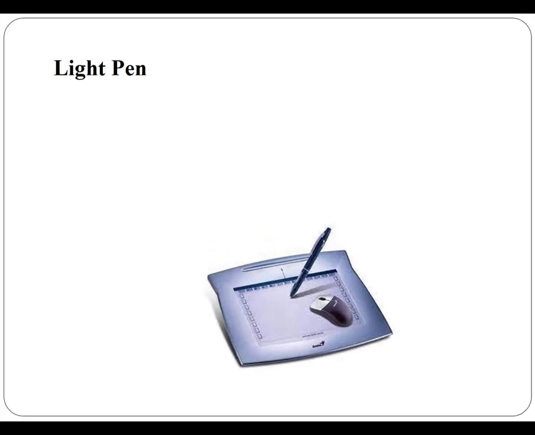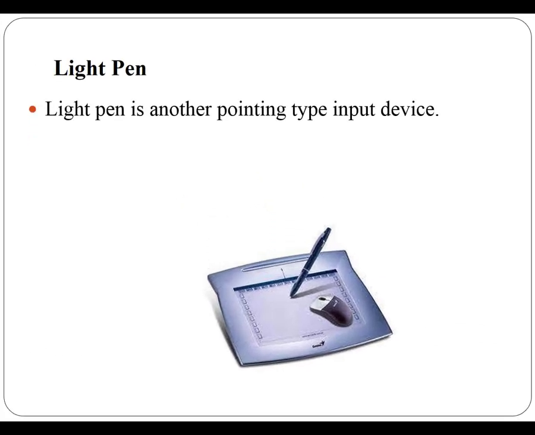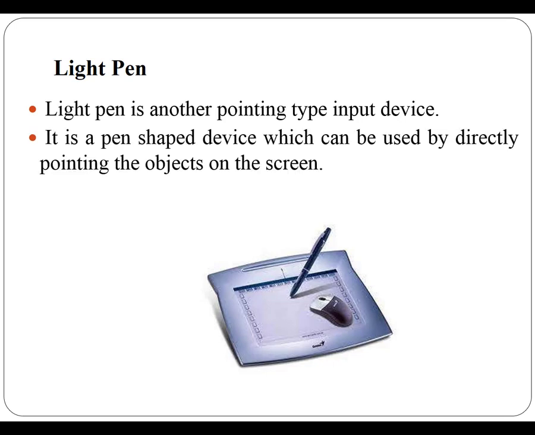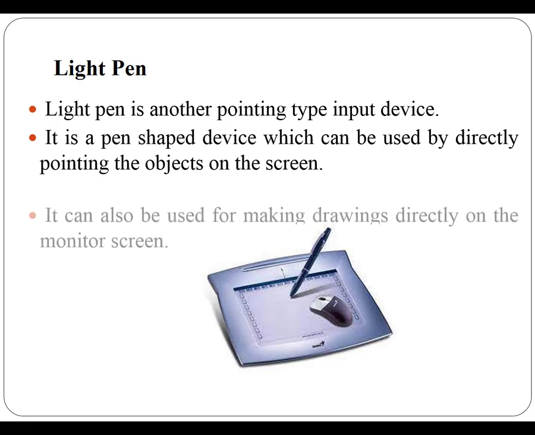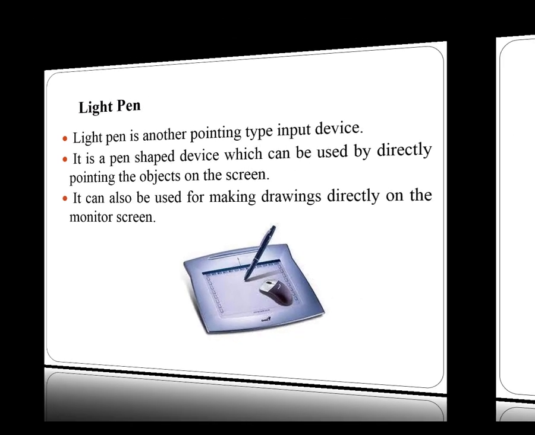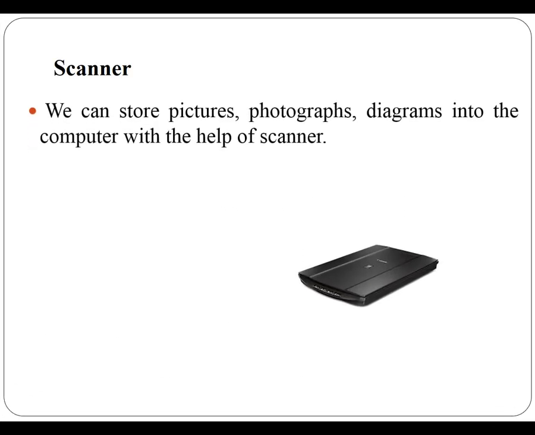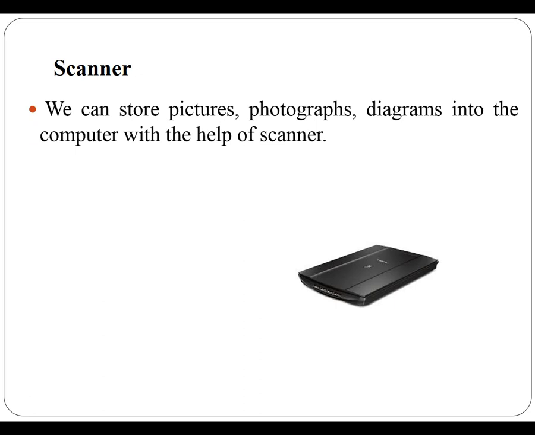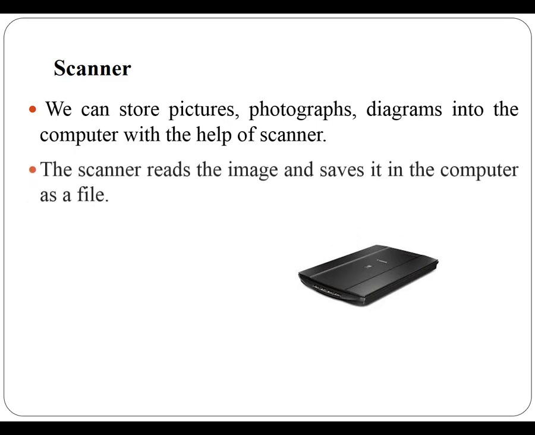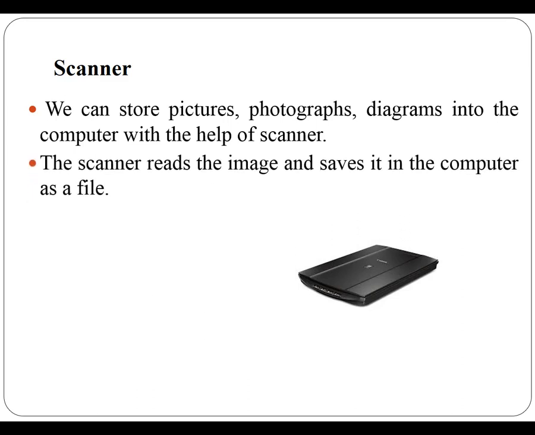The next device is light pen. Light pen is another pointing type of input device. It is a pen-shaped device which can be used by directly pointing the objects on the screen. It can also be used for making drawing directly on monitor screen. The next input device is scanner. We can store pictures, photographs, diagram into the computer system with the help of scanner. The scanner reads the image and save it in the computer as a file.